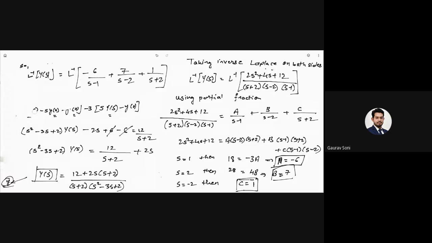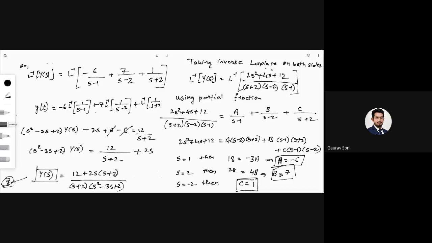So Laplace inverse of capital Y of S is small y of t. So y of t is equal to minus 6 Laplace inverse of 1 upon S minus 1 plus 7 Laplace inverse of 1 upon S minus 2 plus Laplace inverse of 1 upon S plus 2.